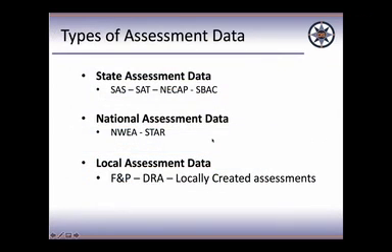So I'm going to talk about the different types of assessment data, which is the kind of data I really like to look at. So we know we have state assessment data. We've got SAS, the SAT. We used to have NECAP. We used to have SBAC. I think really the state data for New Hampshire now is SAS and SAT, and that's really it. Then there are national assessment data like NWEA data, STAR data. What else? I know there's iReady. I can't think of any others. I can't either at the moment.